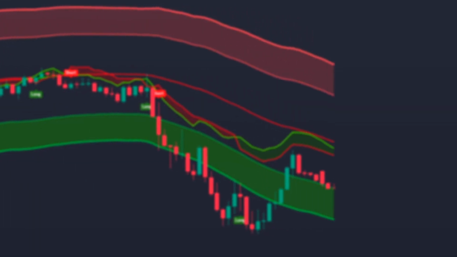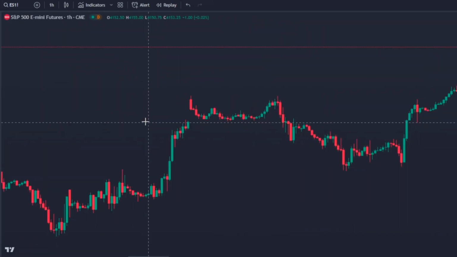So let's find out how this smart trading strategy works. The scalping trading strategy uses the following TradingView indicators.